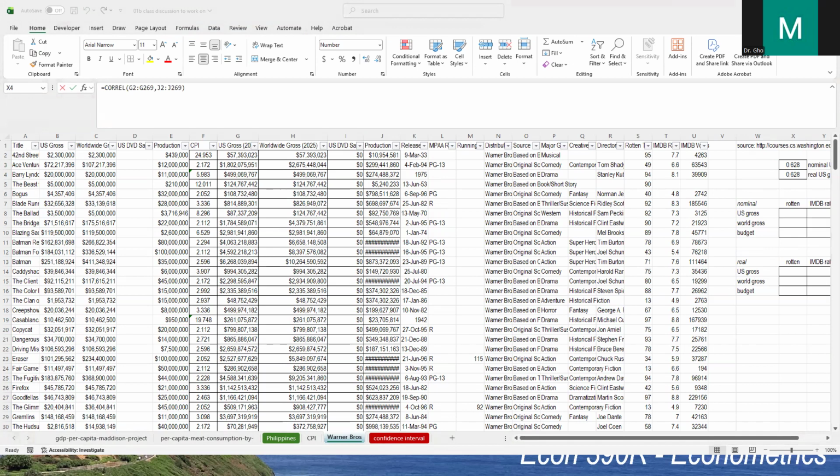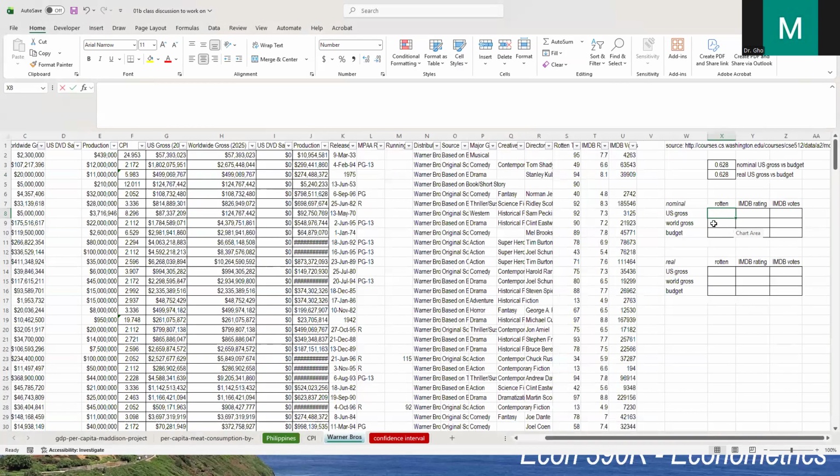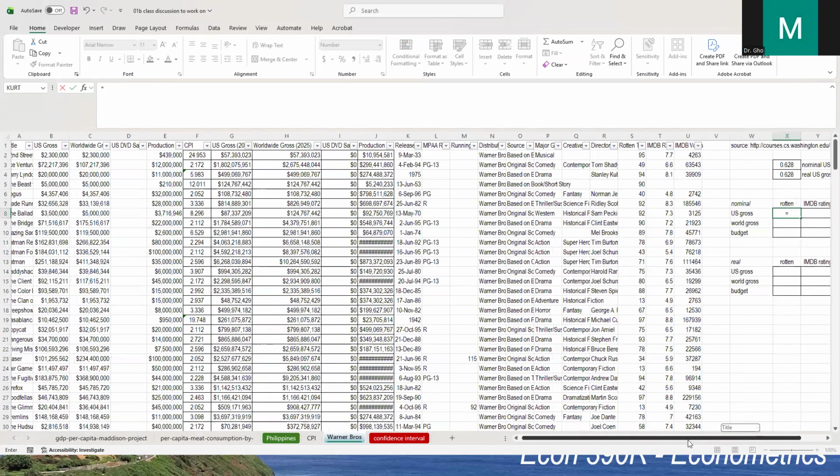Look, it's the same correlation between the two. Well, that's because they're just adjusted for inflation. Okay, what happens if we look at US growth, world growth? How do Rotten Tomatoes, IMDB ratings, IMDB votes, how do these compare with each other? Let's look at nominal first of all, Rotten Tomatoes versus the US growth.